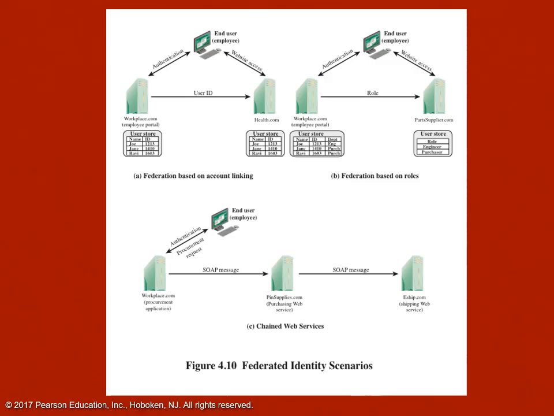The message includes a pinsupplies.com security token in the envelope header and the list of items to be shipped, as well as the end user's shipping information in the envelope body. The shipping web service authenticates the request and processes the shipment order.